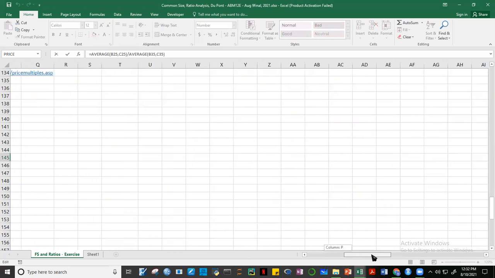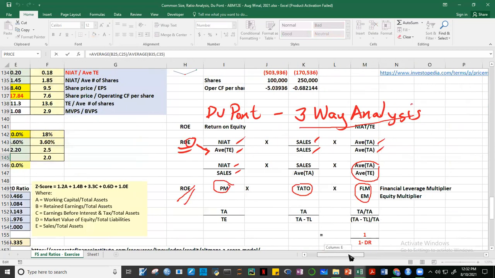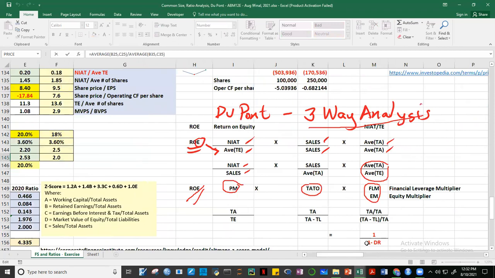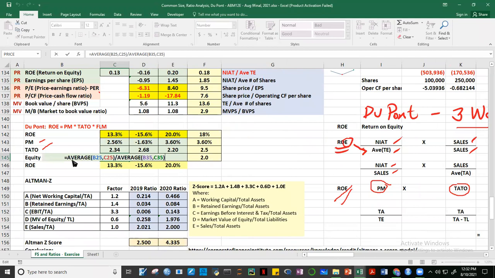Si equity multiplier, ang formula ng equity multiplier is average total assets divided by average total equity. So yun lang yun. No? So average total assets divided by average total equity. Okay? So the higher the equity multiplier, the better. It increases your ROE.